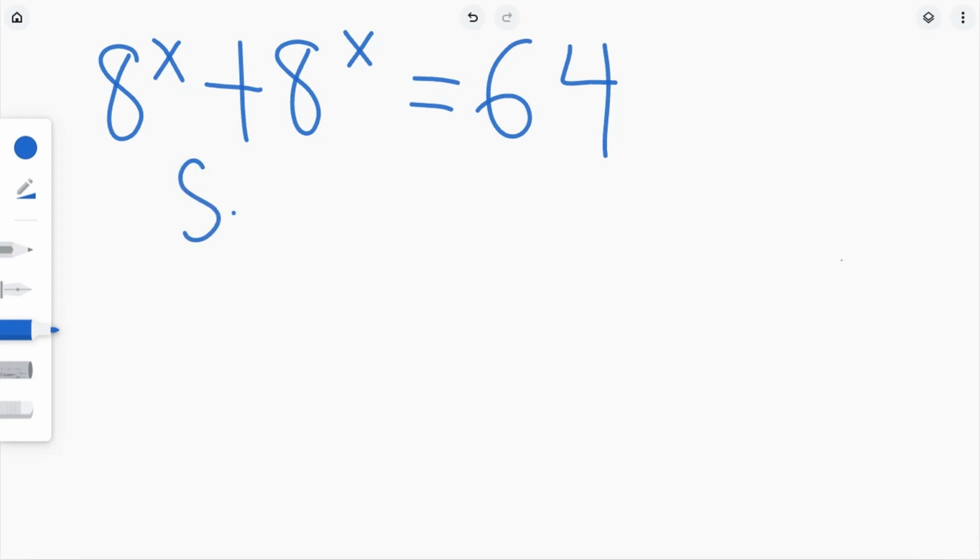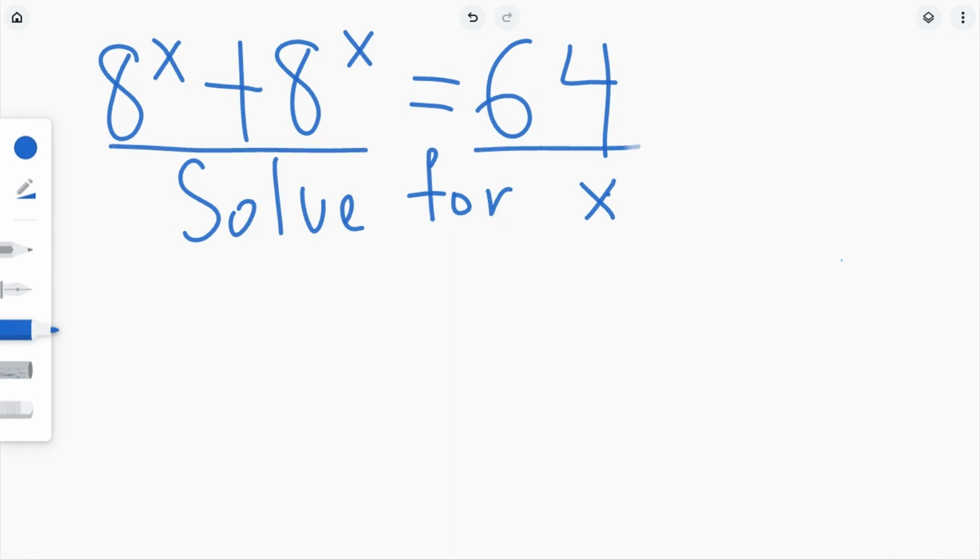Okay, so we have this question here. Solve for x. So to solve for x, we have 8 raised to the power x plus 8 raised to the power x is equal to 64. So we're gonna solve for x. So factorization first. We're going to use the method of factorization.